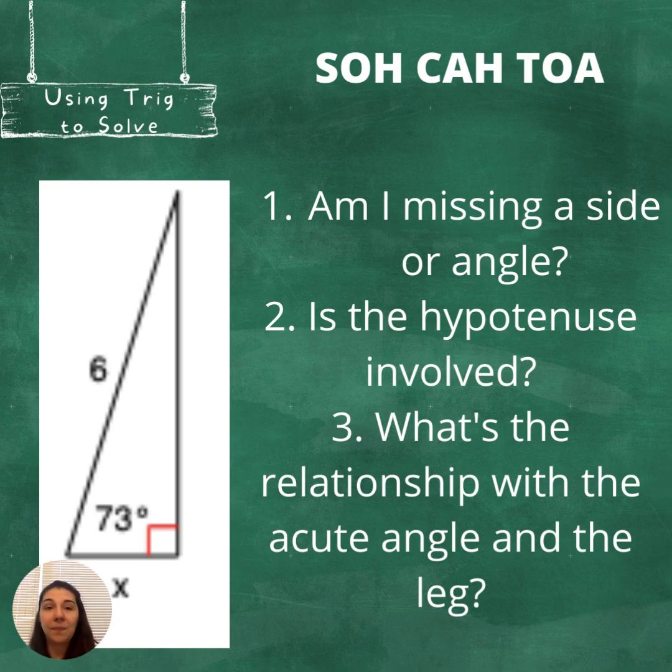So recapping, we're missing a side length, so we're using normal trig. The hypotenuse is involved because there's a 6 on it. And the relationship between the acute angle, which is the 73-degree angle, and the leg, which has the x on it, is that they're adjacent. So we're using cosine.